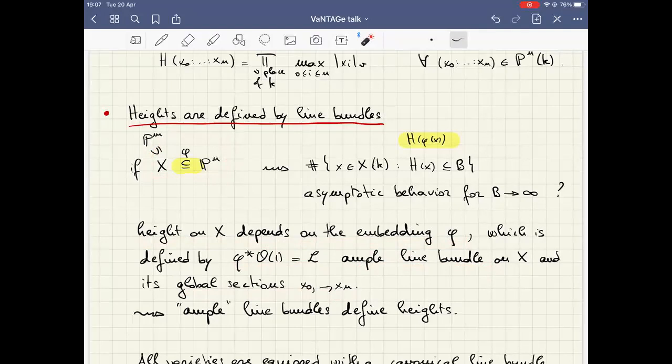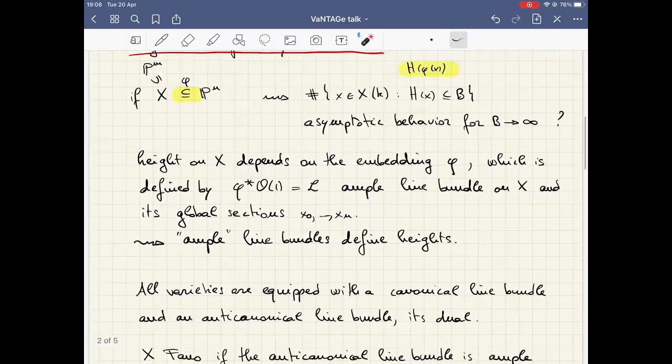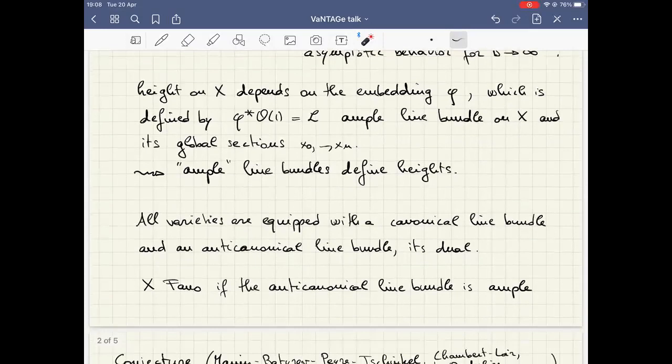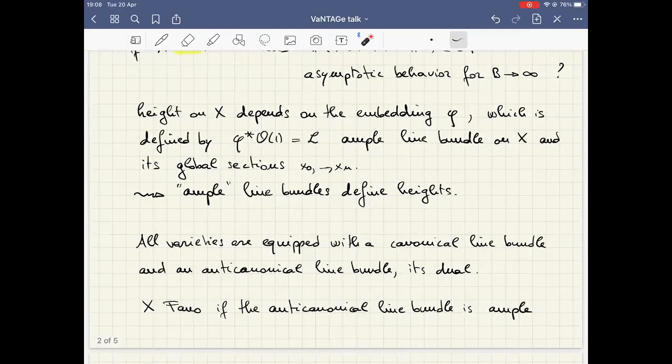Of course, one would have to be more precise about this. I'm not going to be precise. I'm just going to use ample in quotation, which means positive enough so that this is well defined. You can think of very ample just for simplicity if you want. So really an embedding, or something which is big enough, suffices to define heights. And we're talking about heights that have this Northcott property. So the set of points of height bounded by some bound is always finite. All right, so this is essentially about heights.